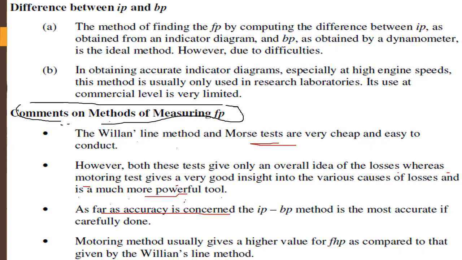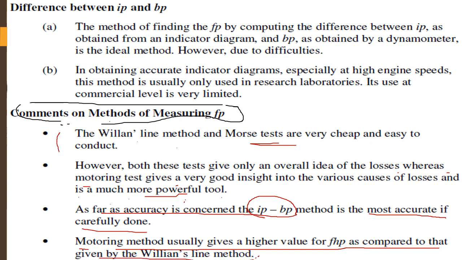As far as accuracy is concerned, the indicated power minus brake power method is more suitable or accurate if it is carefully done. The motoring method usually gives a higher value of friction power as compared to that given by the Willans line method. So according to our situation, out of all the four methods we have to select any one.